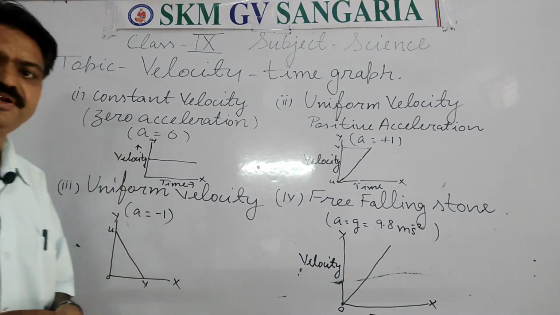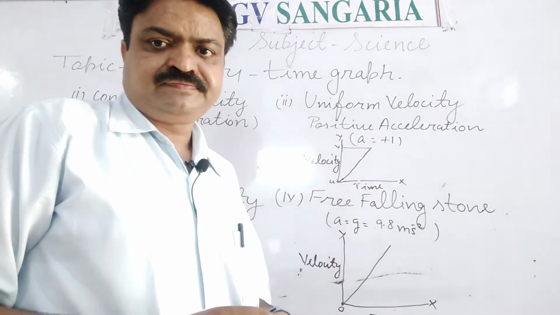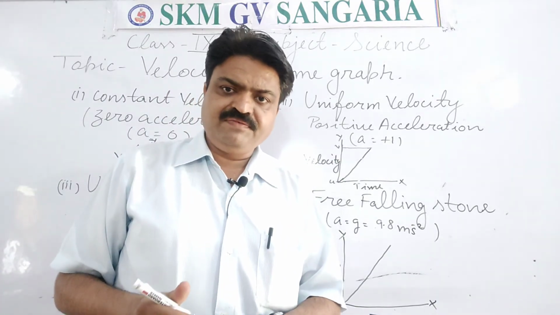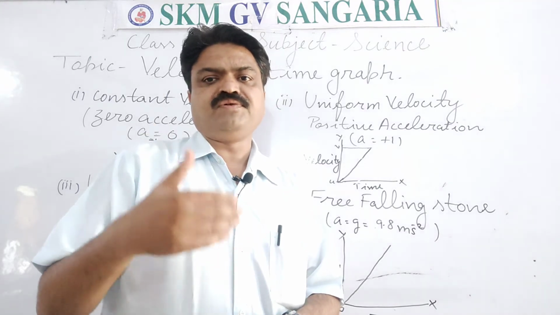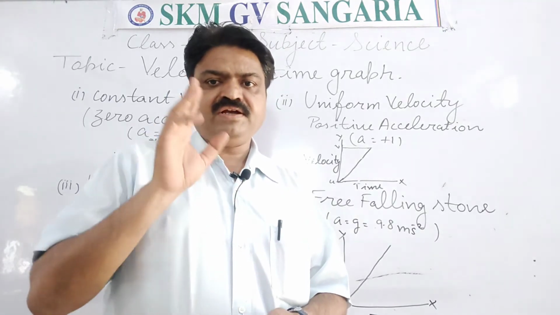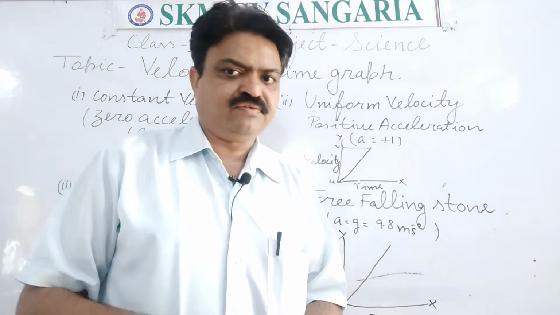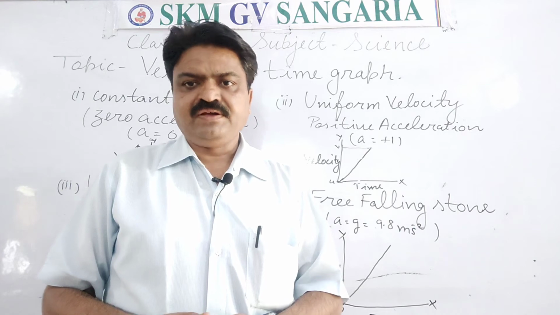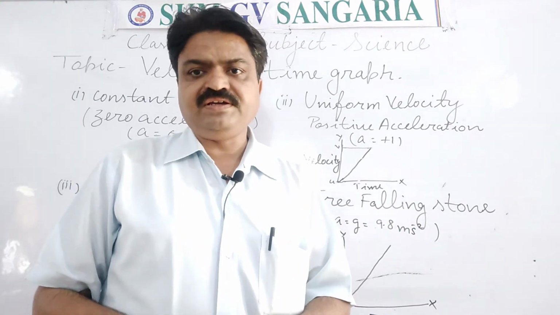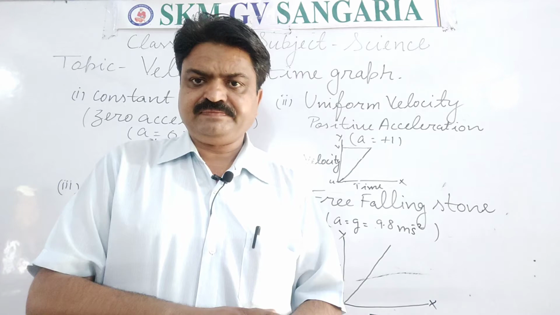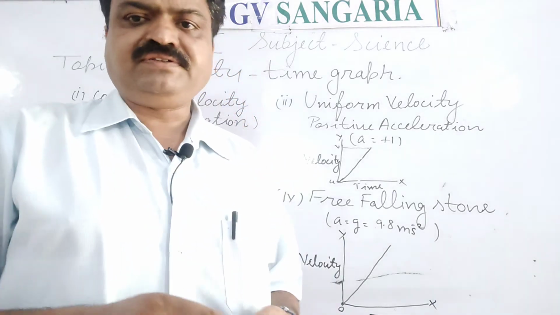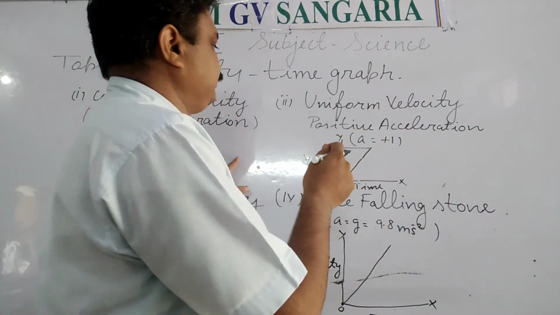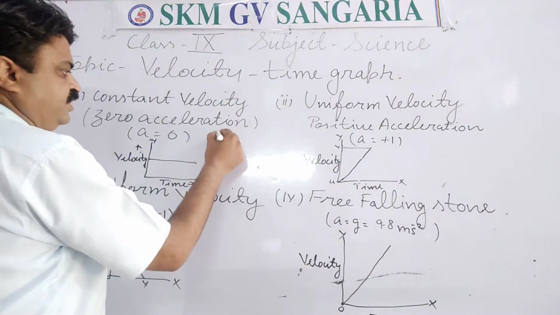And why are they important? These graphs are important because with the help of these graphs we will get the equations of motion. Now there are three equations of motion. The first equation of motion is V is equal to U plus AT. I am writing the first equation here, making a box here.